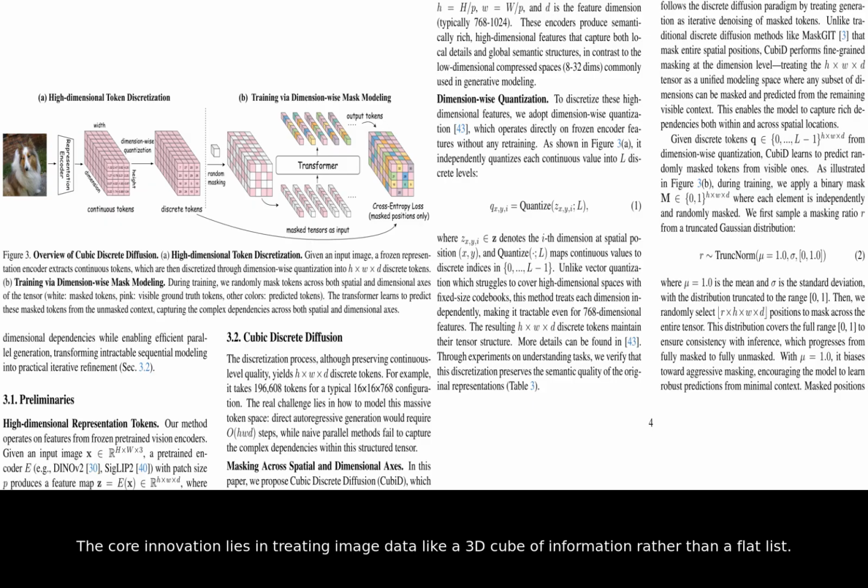The core innovation lies in treating image data like a 3D cube of information rather than a flat list. This cube includes height and width, but also a deep stack of descriptive dimensions. This allows the AI to capture rich correlations both within and across different spatial positions.